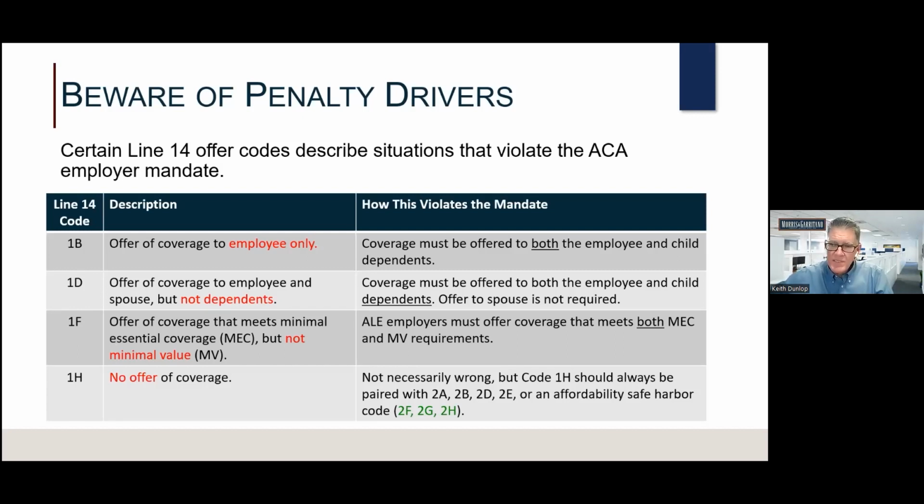I also have 1H on this list, and I'm not showing it to say that it's necessarily wrong, but if I see code 1H on a 1095 and it's not properly paired with a code on line 16 that makes sense, or if it doesn't have an affordability safe harbor code, I want to ask questions about why there was no associated line 16 code with 1H. It means either that there truly was an unaffordable offer of coverage, which is a concern, or that there may be an HR data issue with the vendor that's causing the line 16 information to not populate. It's a red flag nonetheless.